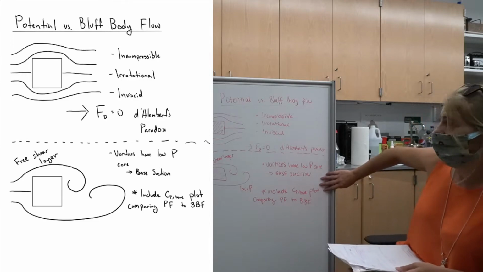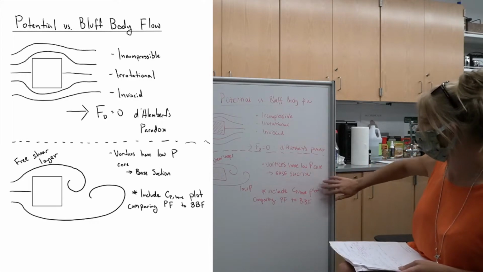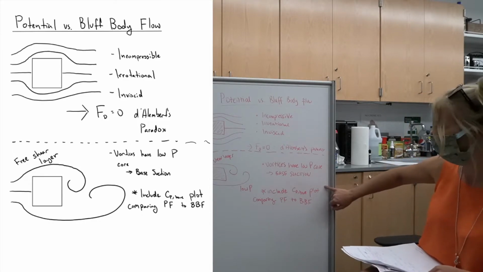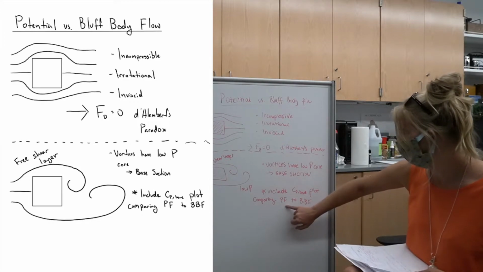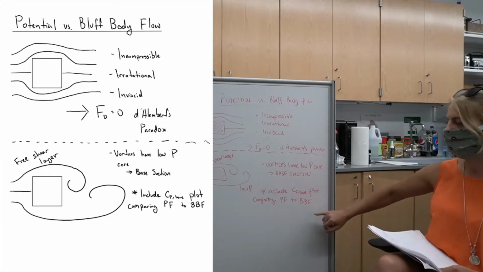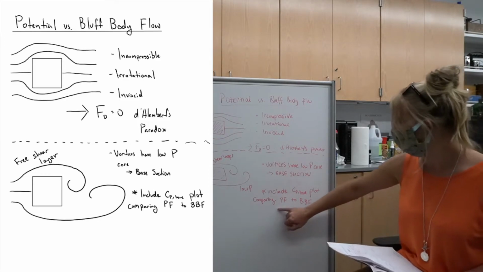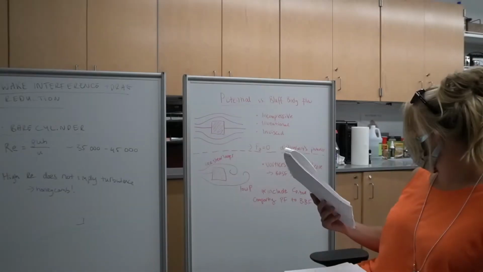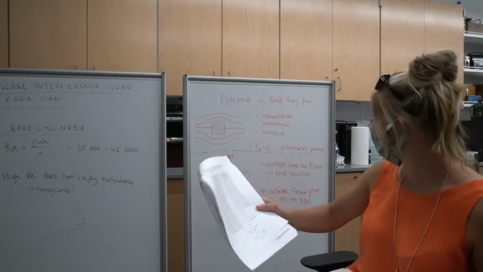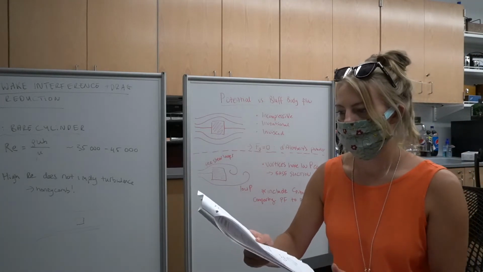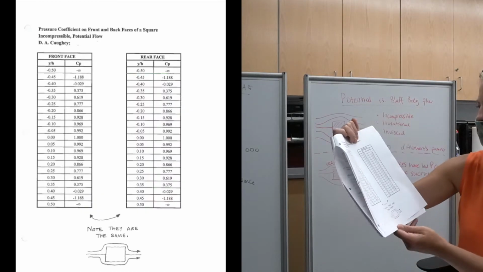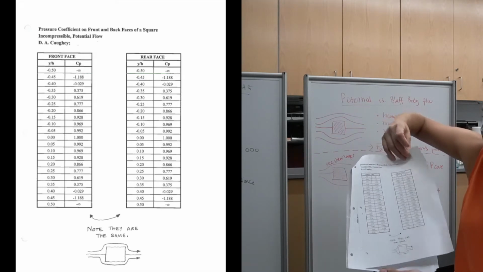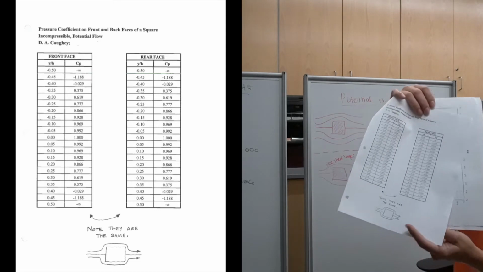So when you talk about potential versus bluff body flow in your report, you want to make sure that you include your CP bar plot, where you compared the potential flow to bluff body flow. And when you do this, make sure you reference where you got that potential flow data. So this is from Coy, and this is in your lab handout.